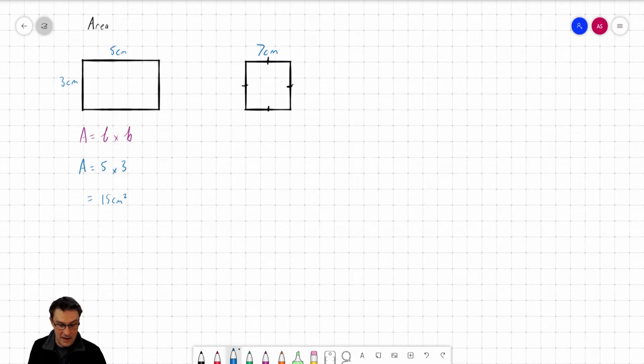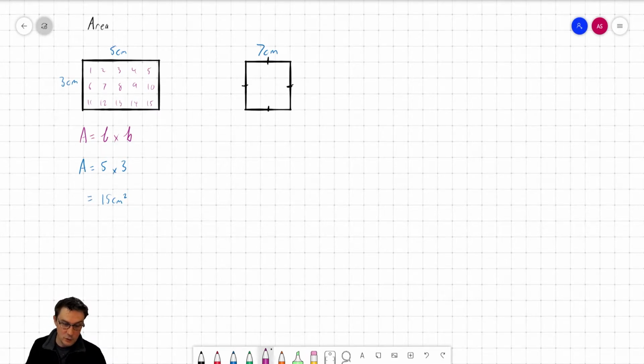Okay, and if we were to count the number of grid squares in this rectangle, we could see that there's 15. So 1, 2, 3, 4, 5, 6, 7, 8, 9, 10, 11, 12, 13, 14, 15. So you can see how there's that correlation, that match between the two.